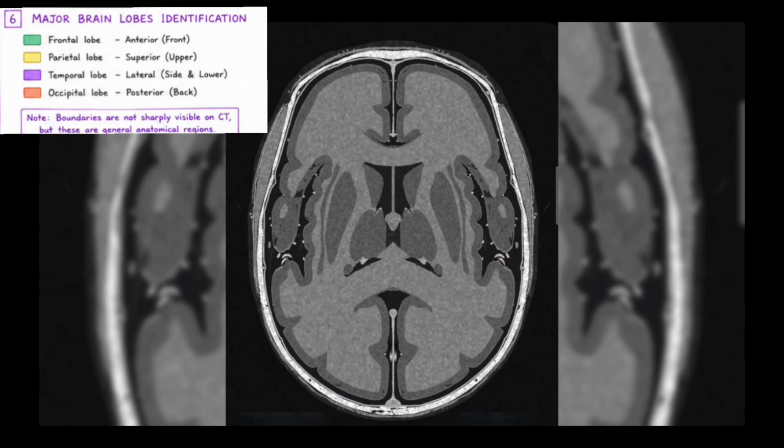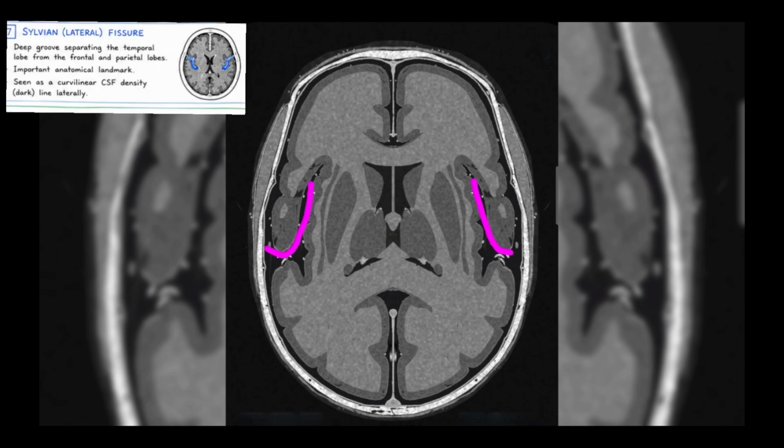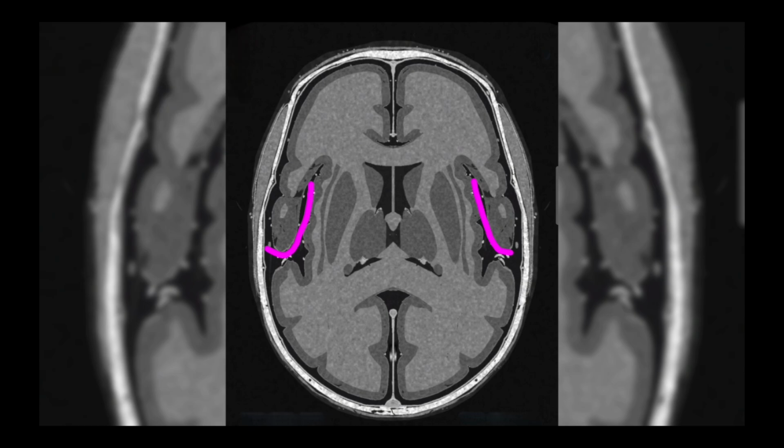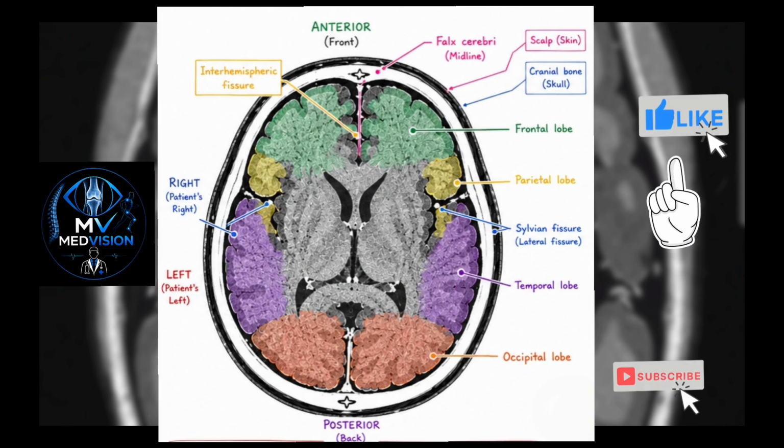The next important landmark is visible at the level of the Sylvian fissure, also called the lateral sulcus. It separates the frontal lobe from the parietal lobe. So this is the area of the lateral sulcus. The Sylvian fissure is an important landmark in CT and MRI brain imaging. It is also clinically useful when assessing the symmetry of the cerebral hemispheres and detecting abnormalities such as edema or mass effect.